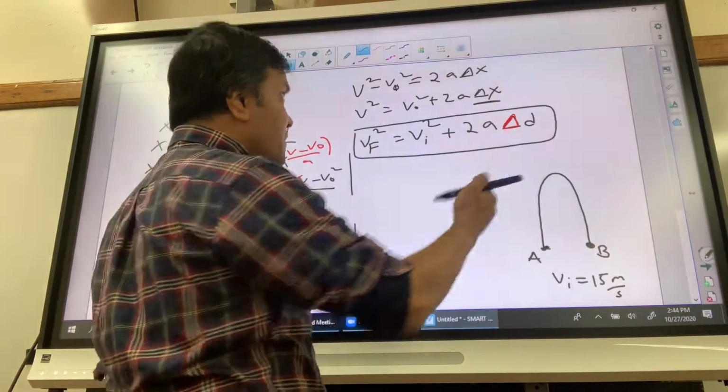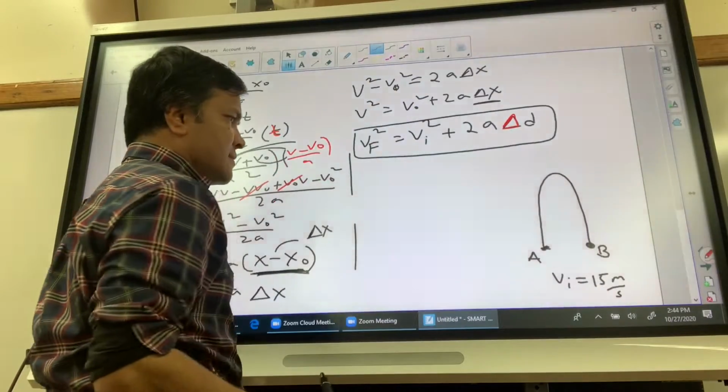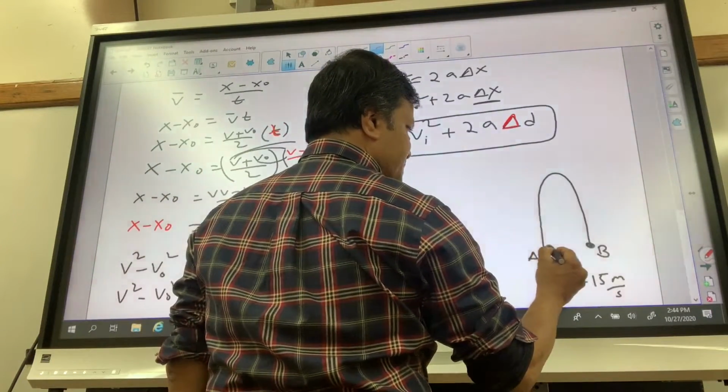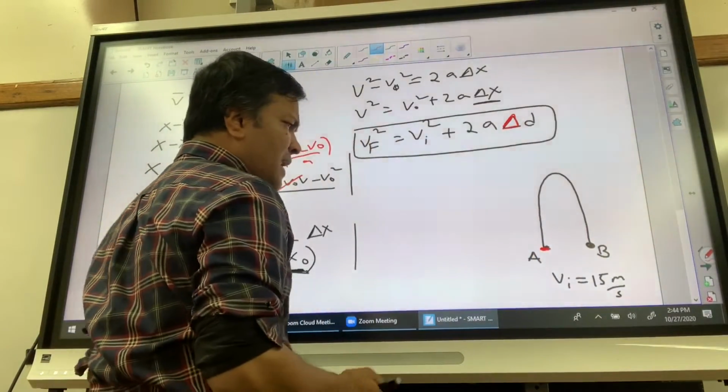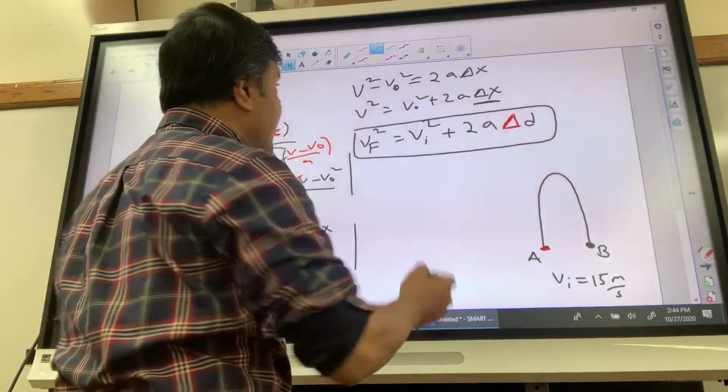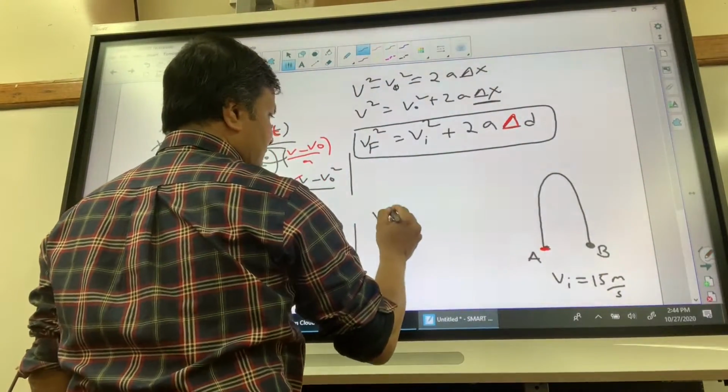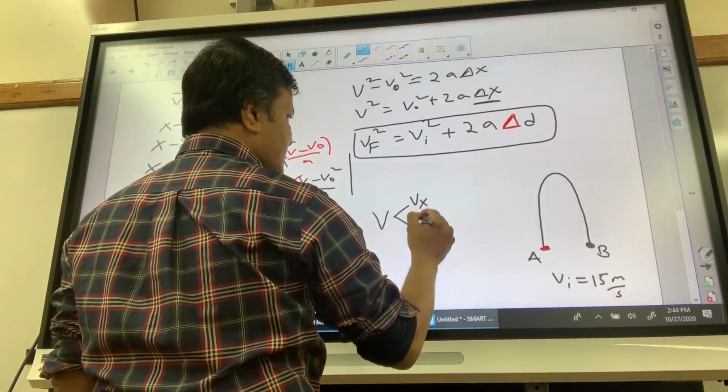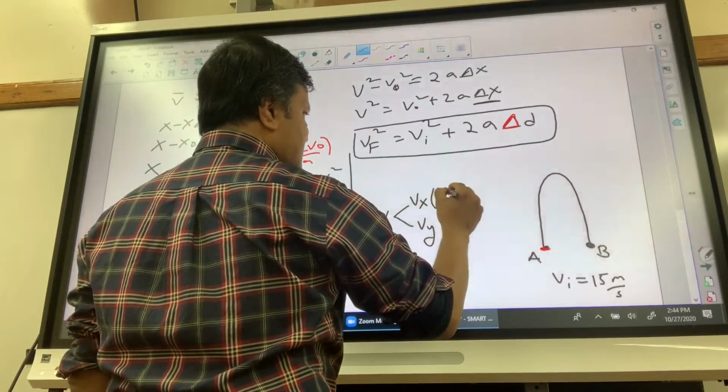All right, now a few things you have to understand. Okay, so velocity is a vector quantity. Velocity has two components, Vx and Vy. Vx is constant.